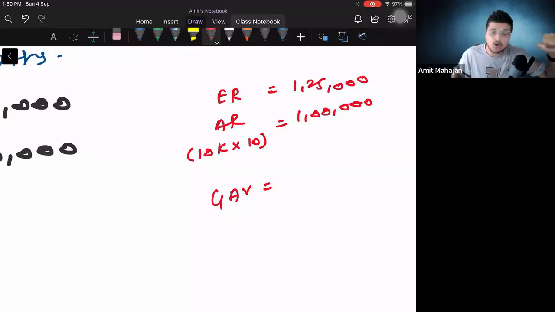ये basic strong होना बहुत important है. Since my actual rent is less than expected rent, not due to vacancy, I will use the normal formula: expected rent or actual rent, whichever is higher. So here 2-3 people went wrong. Did you understand what went wrong? Okay, so here 1.25 lakhs.